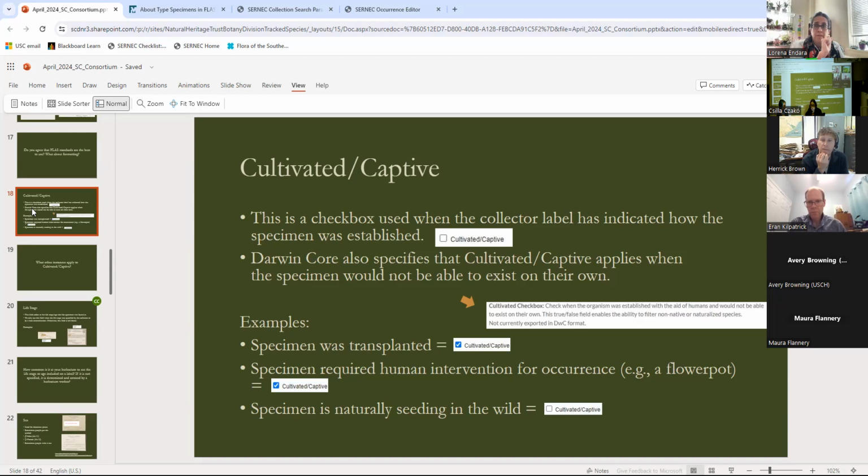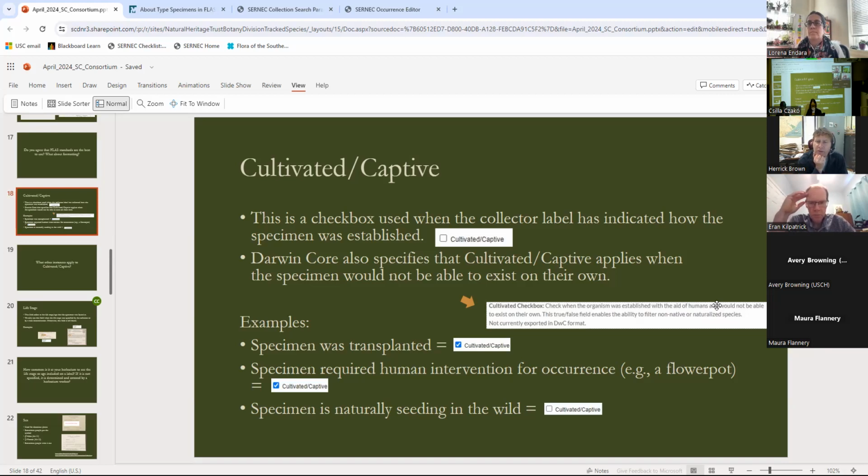And that's what I thought it was until Avery pointed out that this is what Darwin Core says. I was very surprised. And we don't have to follow that. That's something I will be at iDigBio in May, and I want to bring this up in person to them: why is your cultivated checkbox mixing specimen versus taxa information?